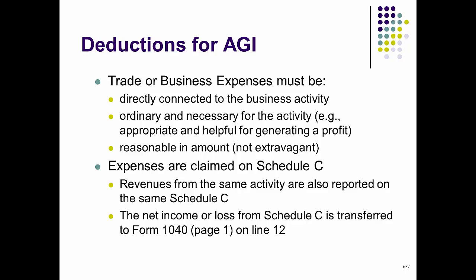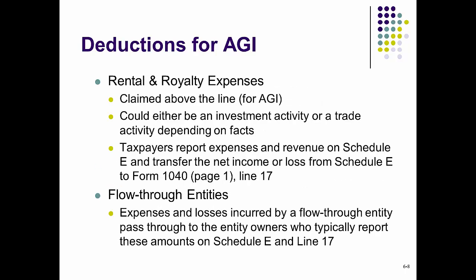Business expenses are reported with business revenue on Schedule C. You can see Exhibit 6-2 on page 6-4 of Form 1040. Schedule C is the business income statement, and the net income or loss is transferred to line 12 on Form 1040. Rental and royalty expenses.